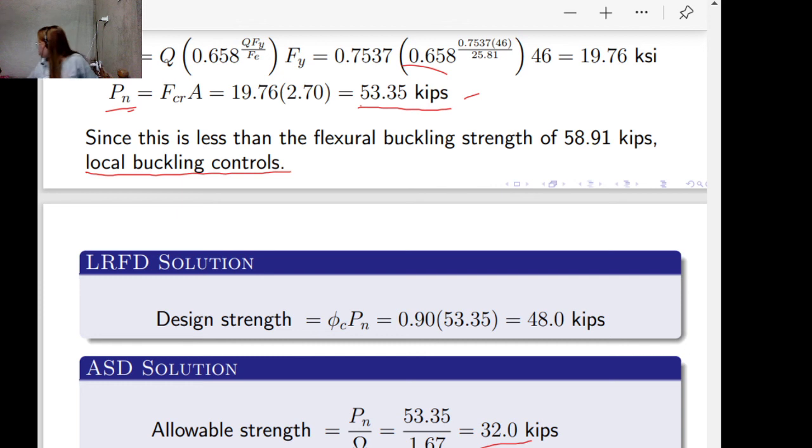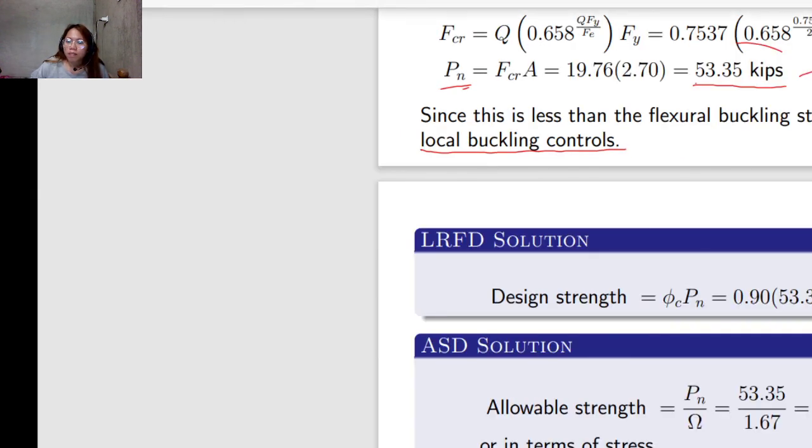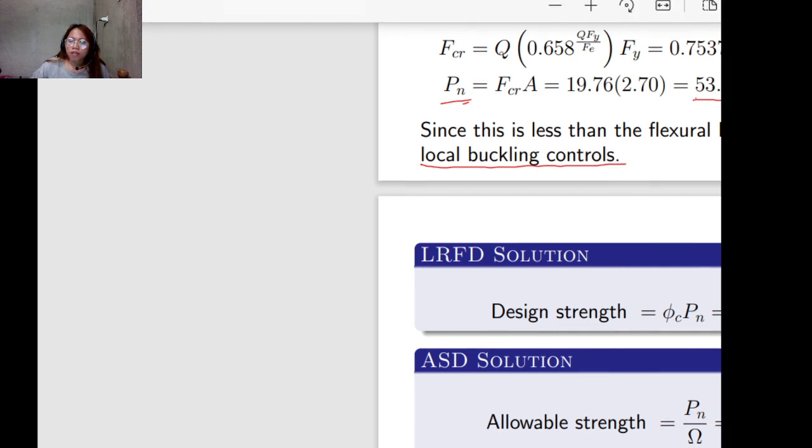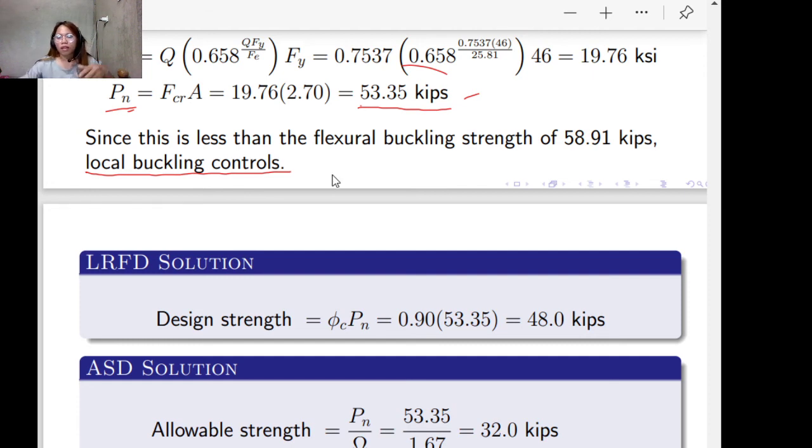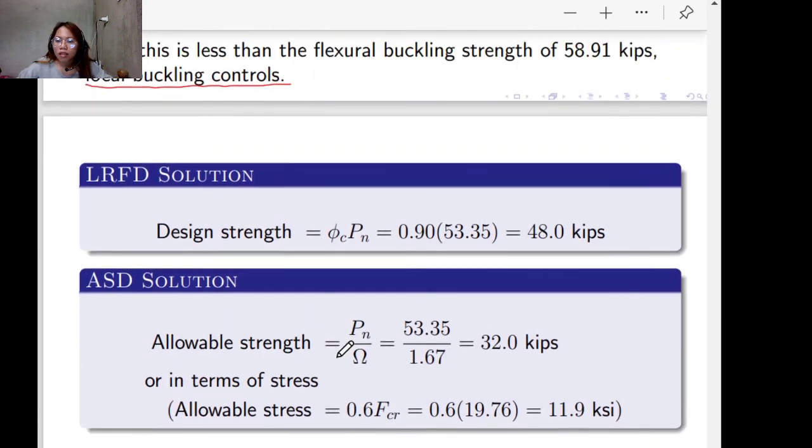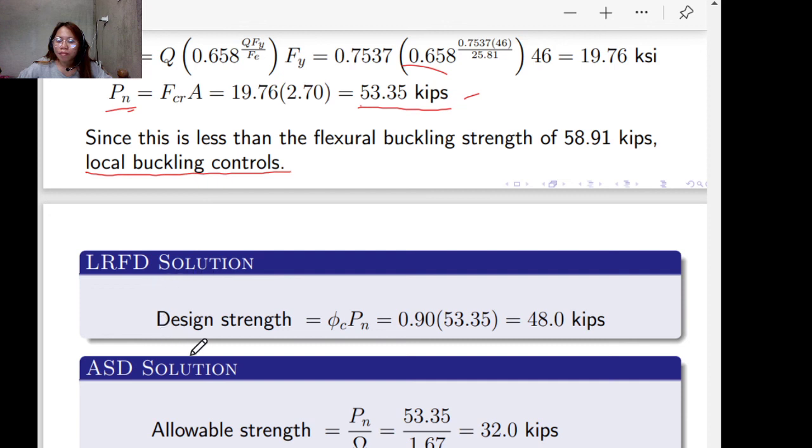11.852, no? Let us just erase this so you will not be confused. So we are done with determining the design strength now for LRFD and ASD.